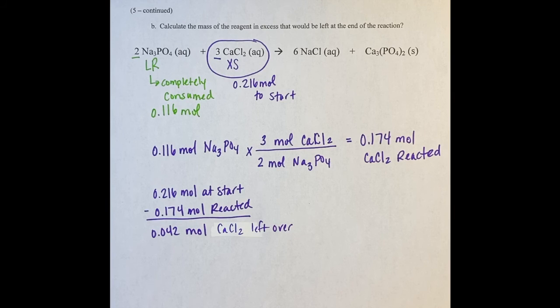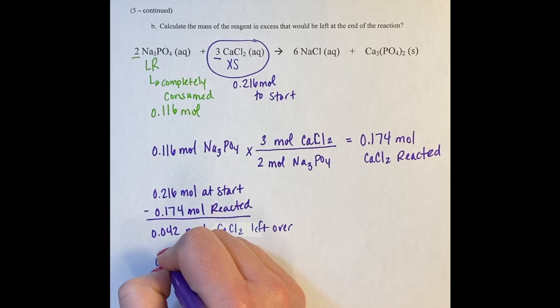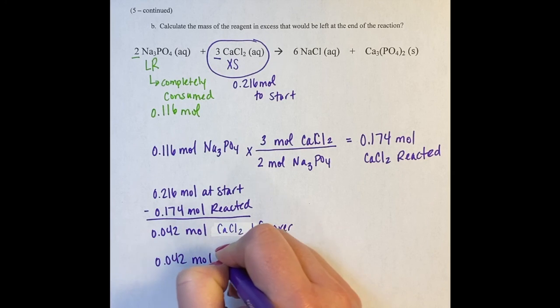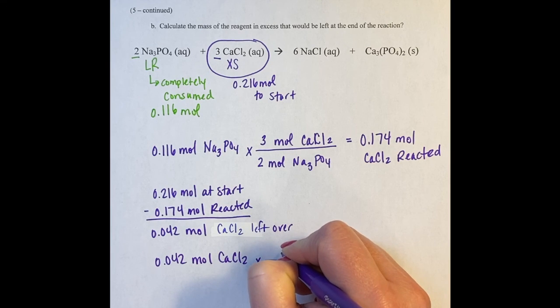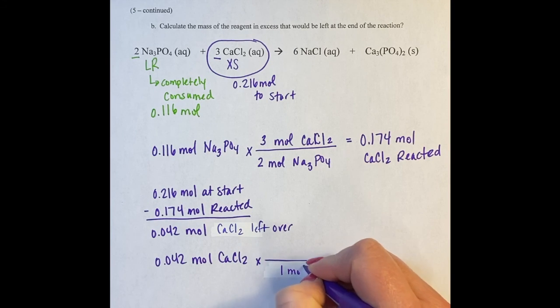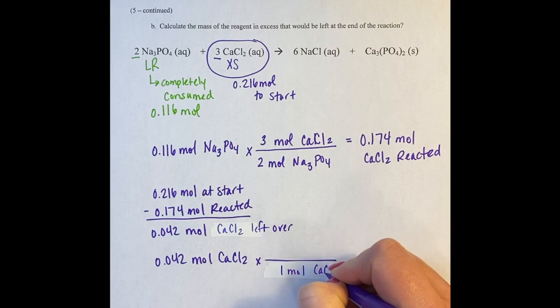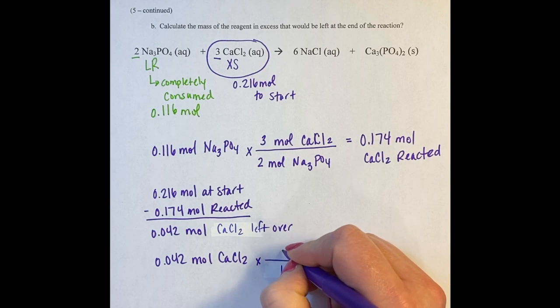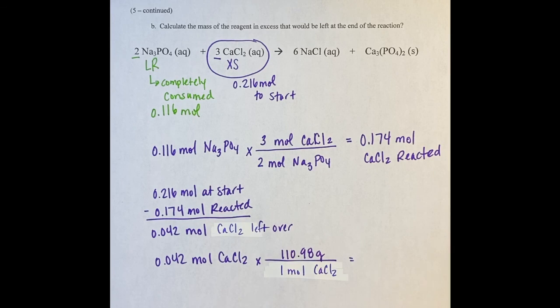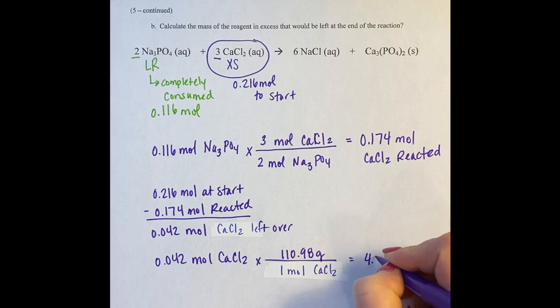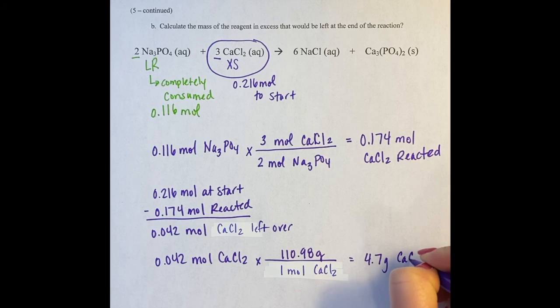The last thing I need to do in order to answer this question is to convert to grams. So 0.042 moles of calcium chloride, I'm going to multiply by my molar mass. 1 mole of calcium chloride has a mass of 110.98 grams. And so from that information, I know that 4.7 grams of calcium chloride is left over in the reaction.